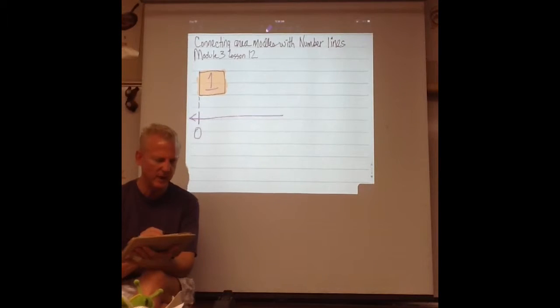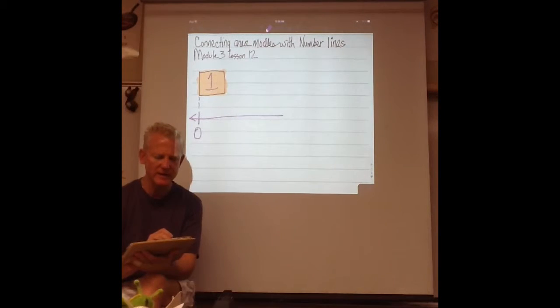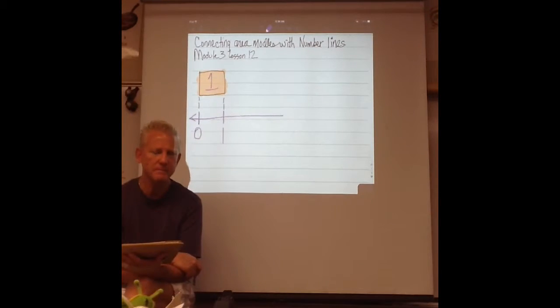Why are we putting a 0 there? Because as you notice, there's nothing over here, is there? So that's our first square, isn't it? So that's why we're going to put a 0 there. Now what do you think we're going to put on this side of the box? A 1. Excellent. Does that make sense so far?